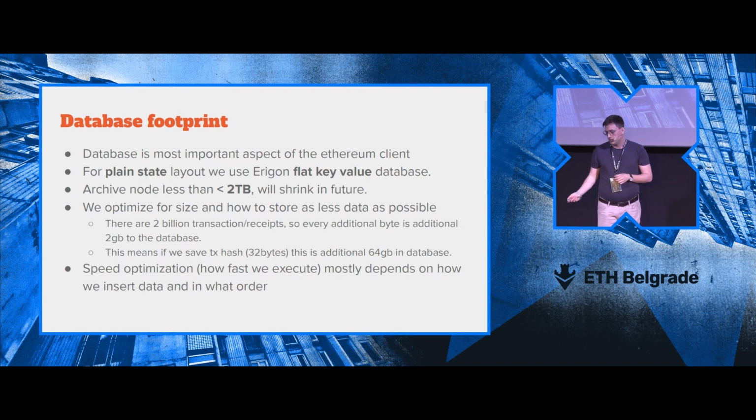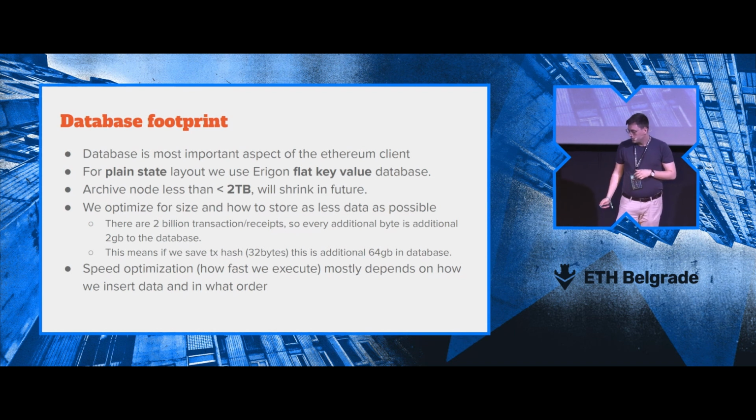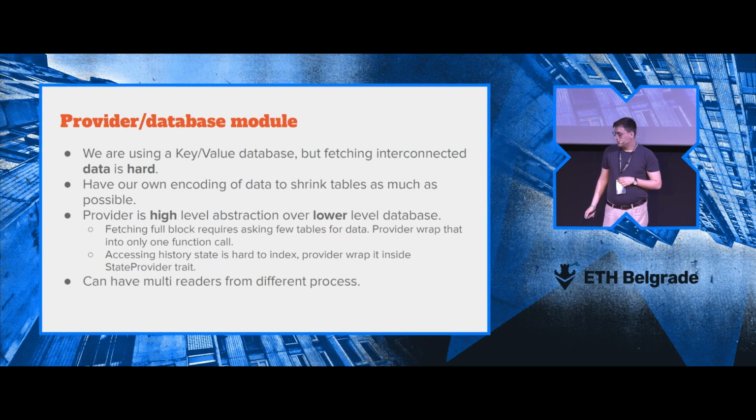Optimization of the data, basically optimization of the memory footprint, is very important as every byte matters. For example, with 2 billion transactions, if you save the hash of each transaction, it's an additional 64 gigabytes. And still, optimization depends on how you read and write data. The first module that can be important is the provider.